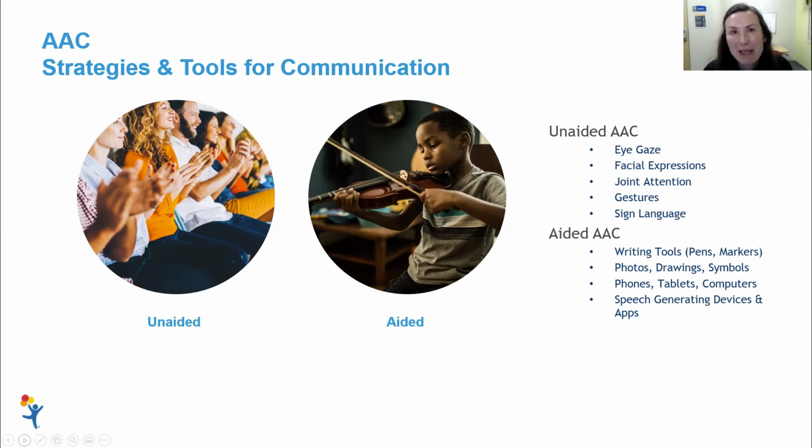That's going to be everything that we use our bodies to express our communication. Everything from eye gaze, facial expressions, joint attention, gestures, and we can think of sign language, and I'll get to that a little bit more. Whereas with aided language, aided communication tools, aided AAC, that's going to be more of the things where we need something in addition. So going back to the example of music, when we think about making music and we use an instrument, that's going to be like an aided music process, because we're going to have spoons or a violin or drumsticks. We're going to have something that we physically have to manipulate. And same with aided AAC. This is going to be any kind of writing tool, photo, drawing, symbols, as well as phones, computers, tablets, and speech generating devices.